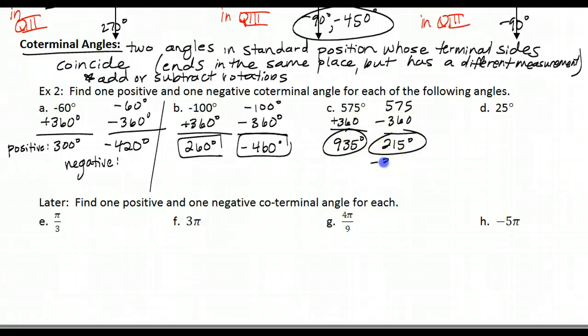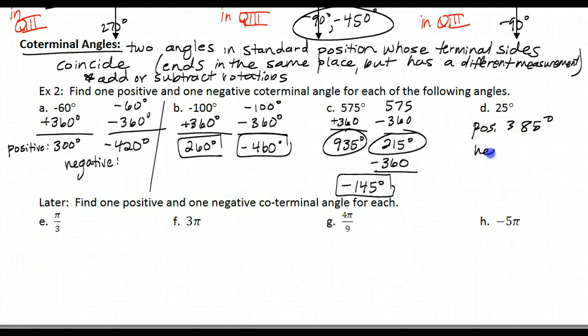Now the thing is, I haven't found my negative one yet, so I actually have to subtract 360 again, and I get negative 145 degrees for my negative one. I hope you have the hang of it. We're going to just skip D, because this is going to be a long video anyways, so feel free to try it if you want. Here's a potential answer: positive 385, negative 335. Now, the last part of example 2 we're going to come back to once we have learned about something called radian measurement, because all of those are in radians. So if you're ready, go ahead and flip to the back.